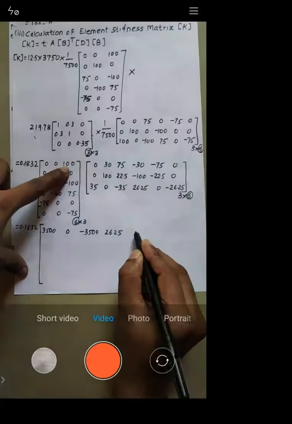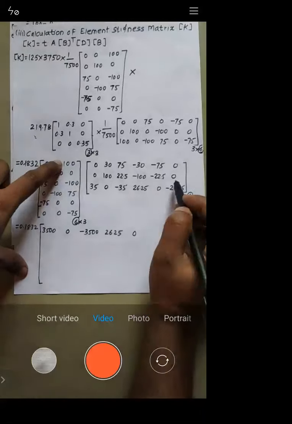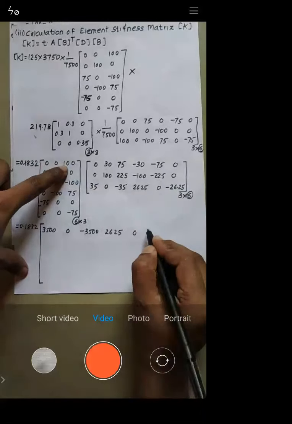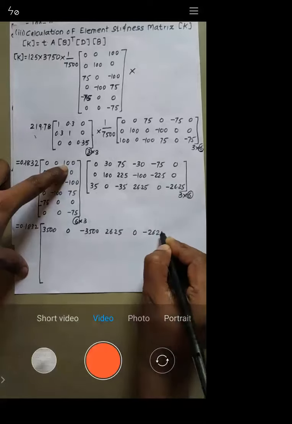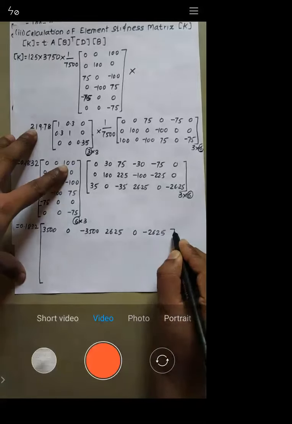Initial two terms are 0. 100 into 0. 100 into 0, it's 0, right? Next, initial two terms are 0. 100 into minus 26.25, it is minus 2625. Is it okay?